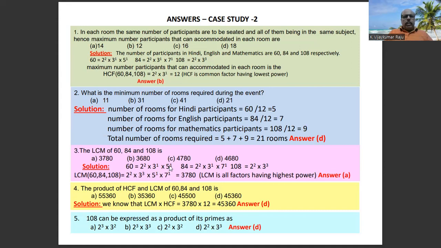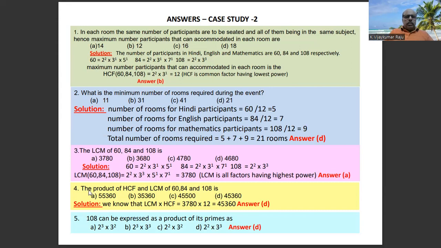Then 5, 5 raised to 1. There's no 5 here, so 5 raised to 1 should be taken. Then 7, 7 raised to 1. It's neither here nor here. When you are finding the LCM, you have to take all the factors with the highest power. So 2 raised to 2 into 3 raised to 3 into 5 into 7. 2 raised to 2 is 4. 3 raised to 3 is 27. So 4 into 27 into 5 into 7 is 3780. 3780 is the LCM of 60, 84 and 108.